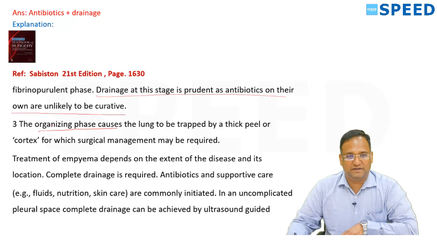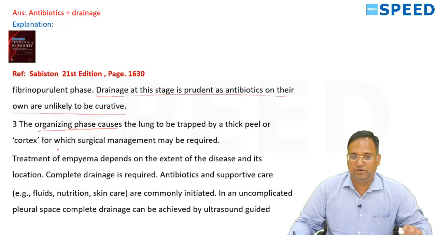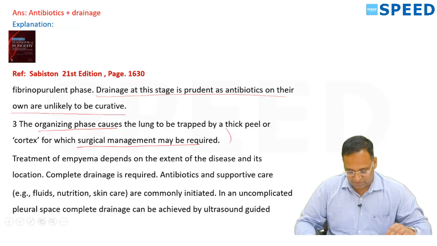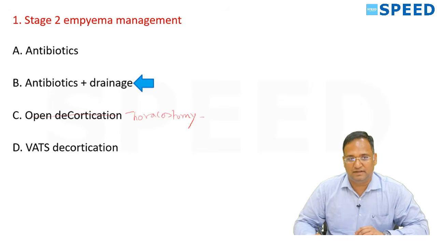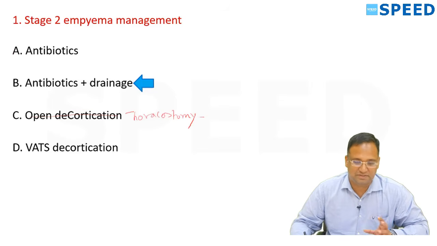Now, the third phase is the organizing phase, where the lung gets trapped in a thick peel or cortex, okay, and the pleura becomes thickened, and where you need to do a decortication, for which surgical management is required. Okay. So, these are the 3 phases of empyema, and phase 2 was asked. So, in phase 2, it will be an abscess, a collection of infected pleural fluid, and abscess formation, so to be drained along with antibiotic.